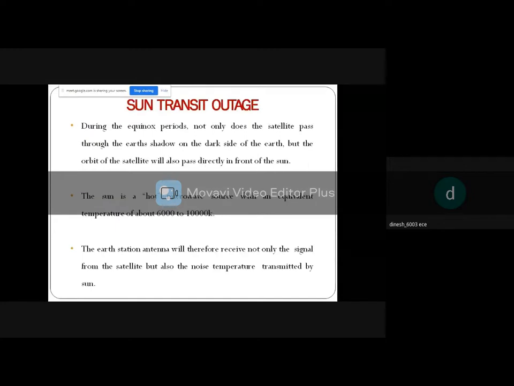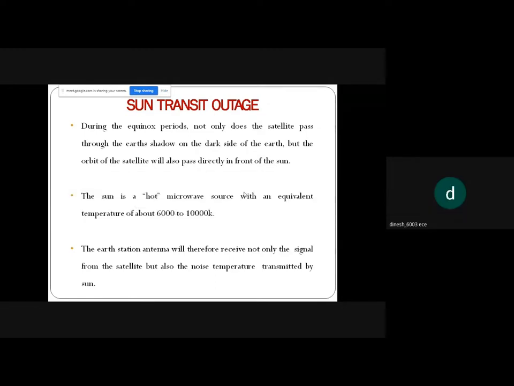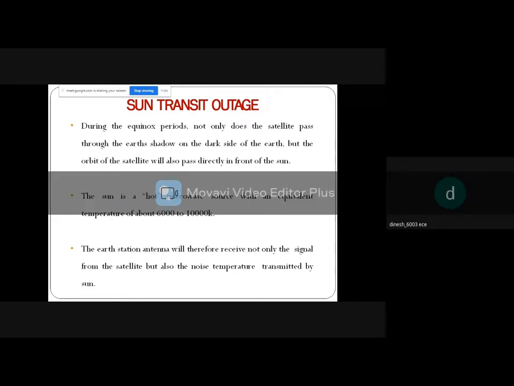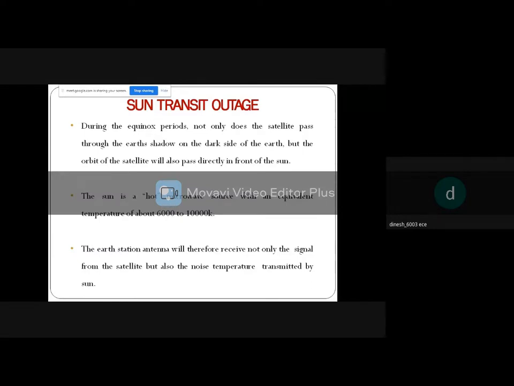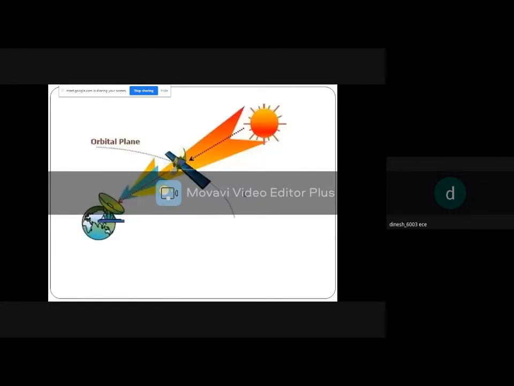So next is the sun transit outage. During this equinox period, not only does the satellite pass through the earth shadow on the dark side of the earth, but the orbit of the satellite will also pass directly in front of the sun. So this makes the sun a hot microwave source with a high temperature of about 6000 kelvins to 10,000 kelvins. Therefore the earth station antenna cannot receive any signals from the satellite, only some noise due to the temperature of the sun.